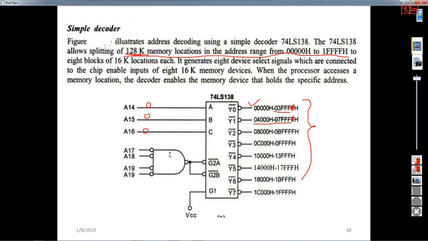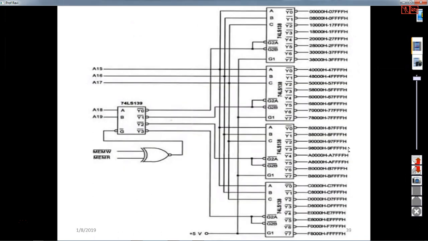And then A17, A18, A19. When they are all zeros, in this case A17, A18, A19 are all zeros, this is an OR gate. So when it is 0 and 0, then this particular memory IC will be enabled, and G1 should be connected to VCC. Now let us try to see an example in detail. Here A15, A16 and A17, for this kind of example, you have 0FFF, and to encode this complete 1 MB of memory locations, you can use 4 decoders.